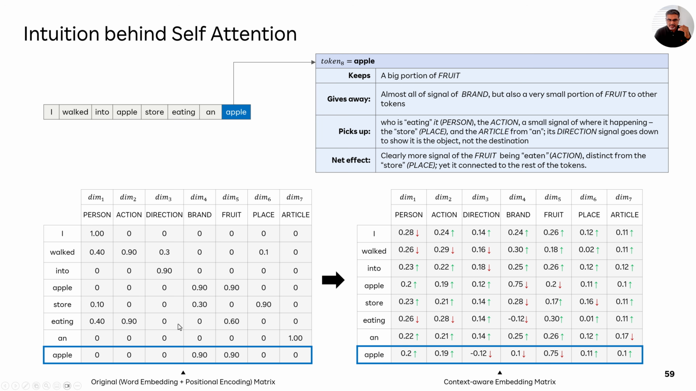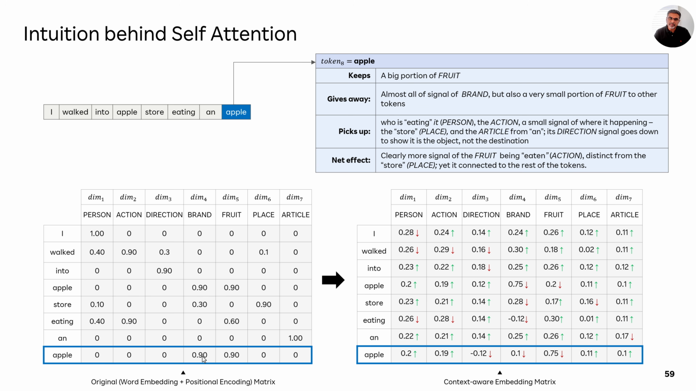In the last occurrence, when it started again, the word apple itself has, for the feature dimension of brand, 0.9, and for the feature dimension of fruit also 0.9. Now, this is the second occurrence of the word apple. In that context, it actually means fruit, right? Because it says eating an apple. It's not a store. So what you want to do is keep a big portion of the fruit. You want to give away most of your signal of brand, because this particular occurrence of the word apple does not mean brand. You're not entering that store of that brand.